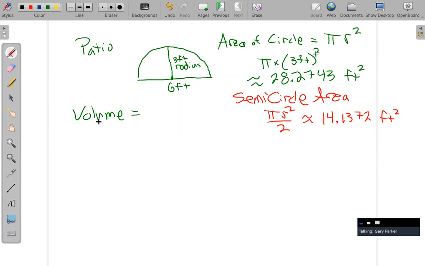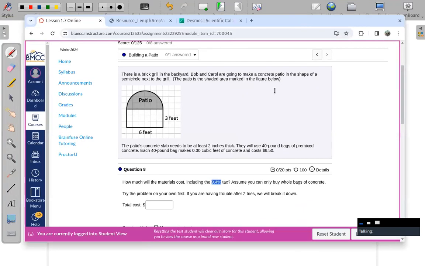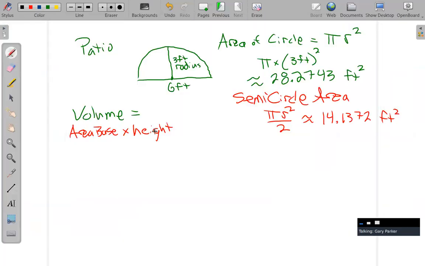All right, so volume is the area of the base times the height. And we were told the thickness is 2 inches. So we can't mix inches and feet. So that's 2 out of 12. So our height is our thickness. So that would be 2 out of 12 inches in a foot times our pi times 3 feet squared over 2, which we have approximated there. And altogether, feet squared times feet is going to give us an answer in feet cubed.